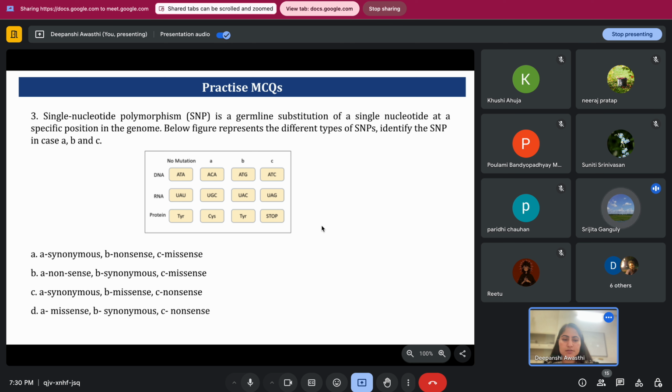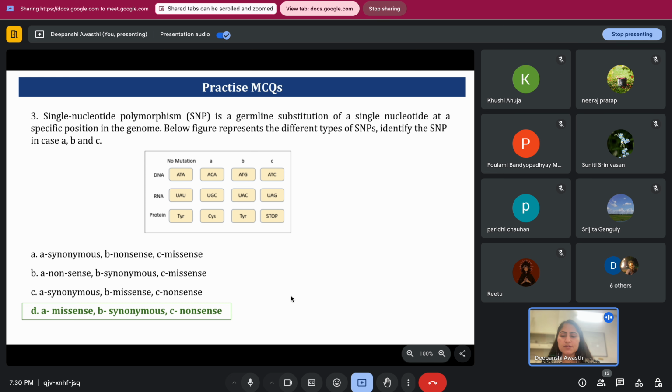Okay, what do you think? Option D. Which option? Option D, because in the C one you can see that it's a stop codon, so we can say it's nonsense. Anybody else wants to answer?